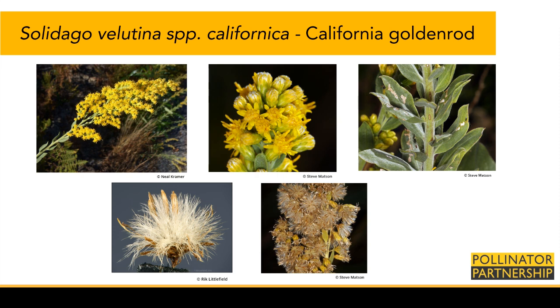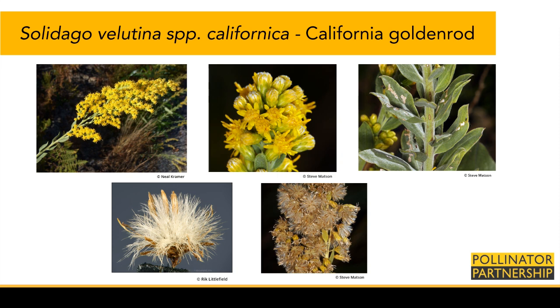Solidago velutina californica, or California goldenrod, is a native perennial with tall, slender stems topped by dense clusters of small, bright yellow flowers. It can grow up to 3 feet tall and often spreads in colonies. The leaves are narrow and lance-shaped, with slightly rough texture. Goldenrod typically blooms in late summer to early fall and is found in grasslands, open forests, and riparian areas.